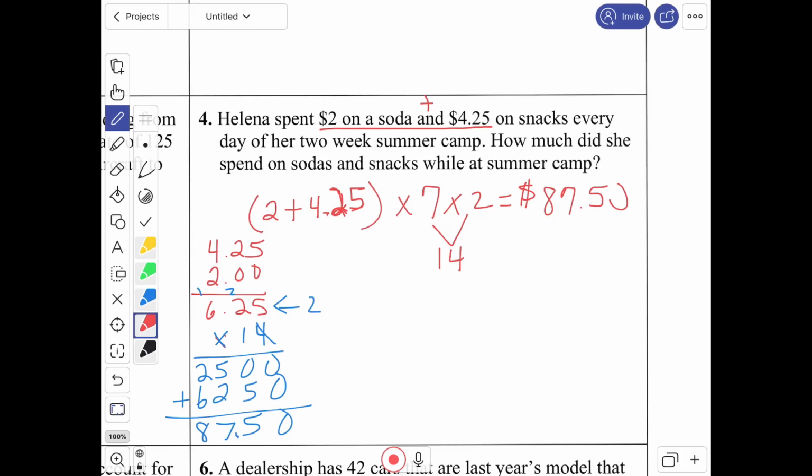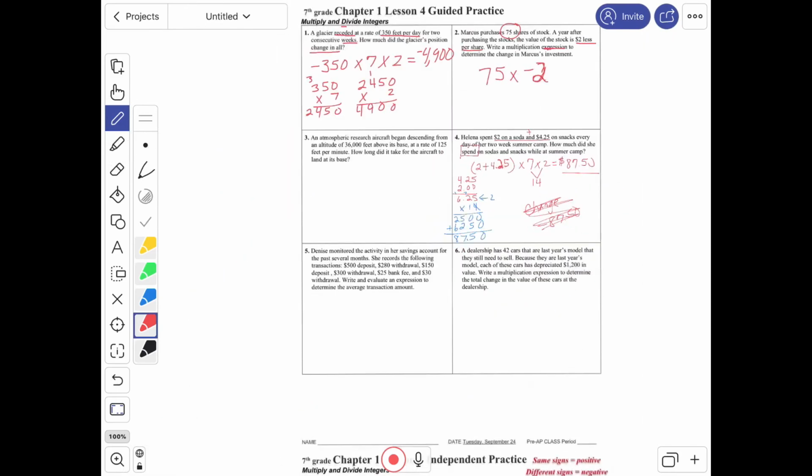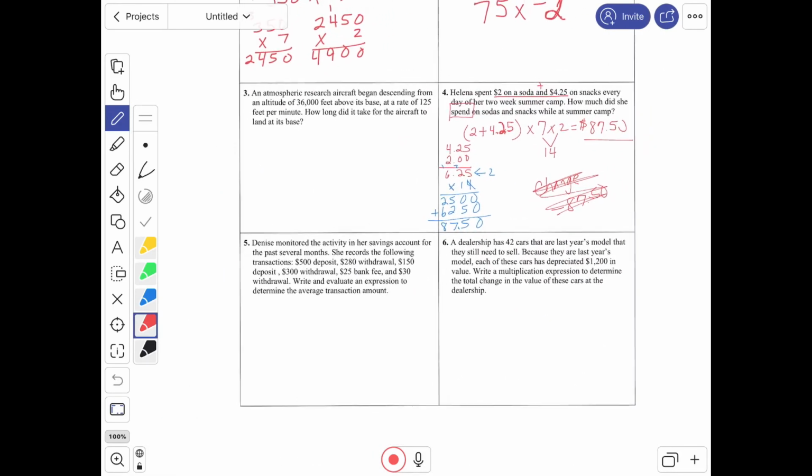Notice I didn't use any negatives on this one. It's because of how the question is worded. It asks how much did she spend, and that's how much she spent, $87.50. It didn't ask how much did it change. That might have been a negative 87. It asks how much did she spend, so we leave it as positive.